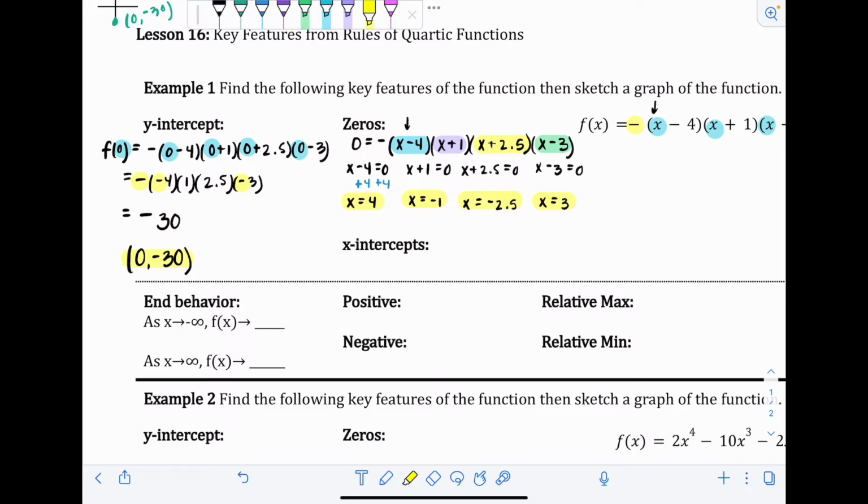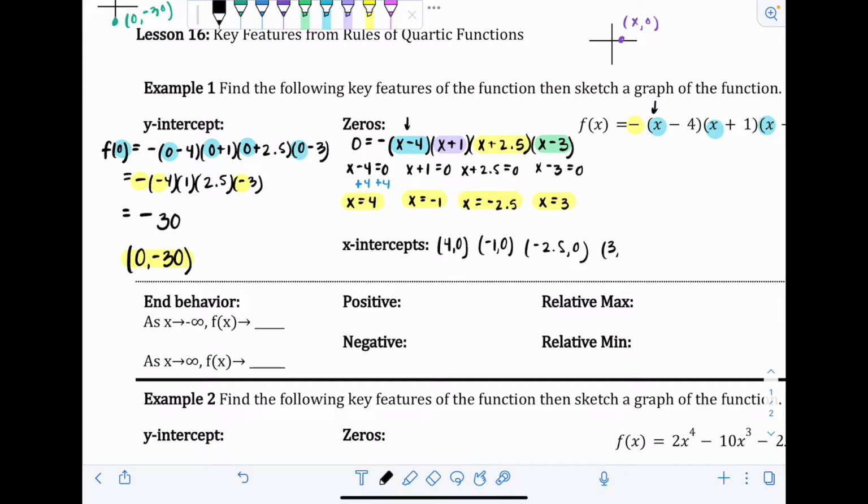And remember, zeros are where the function is crossing the x-axis, so they're pretty much the same as an x-intercept. We'll write the x-intercepts as points. If you picture a graph, an x-intercept is on the x-axis, so it'd be x, and then the y-coordinate would be 0. So if I take each of my zeros and make that an x-coordinate, and then the y-coordinate is 0, that gives me my x-intercepts. So it'd be (4, 0), (negative 1, 0), (negative 2.5, 0), and (3, 0).